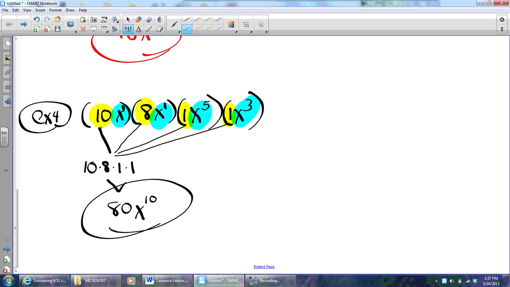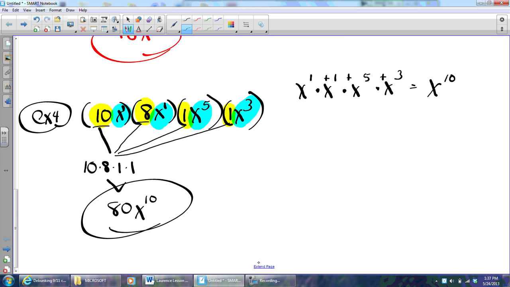Where did I get? I multiplied 10 times 8 to get 80. Times 1 is still 80. Times another 1 is 80. And x times x times x to the 5th times x cubed. Well, bases are the same, so I add the exponents, and I got x to the 10th power, because 1 plus 1 plus 5 plus 3 is 10.